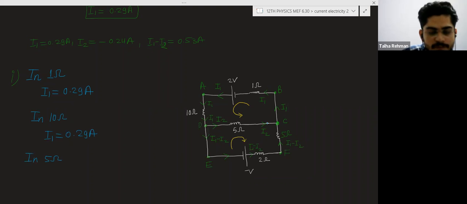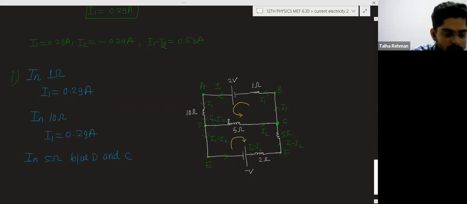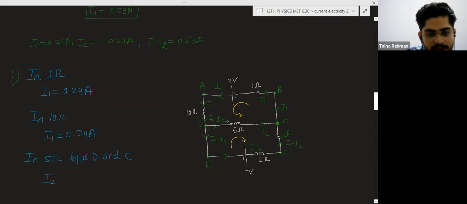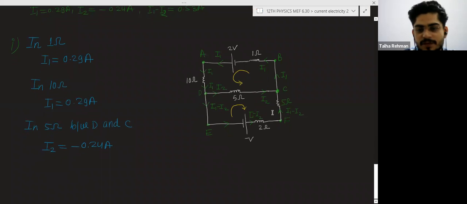What is the current in this 5 ohm resistance between D and C? What is the value of current? I1 minus I2? Oh, sorry, not I1 minus I2. It's I2 only. So just write the value of I2. I2 is minus 0.24 ampere. See how simple this question becomes.